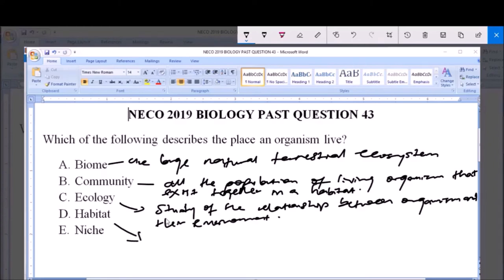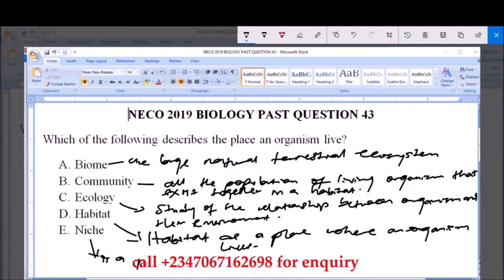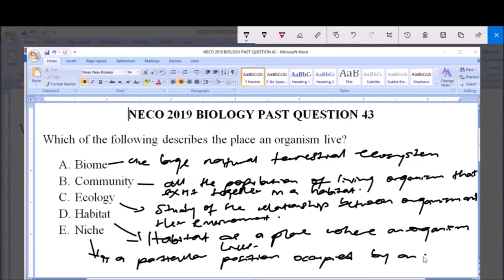Then option D is habitat. Now, habitat is simply described as a place where an organism lives. That's a habitat. Then a niche or ecological niche is the particular position occupied by an organism and its function in a habitat.